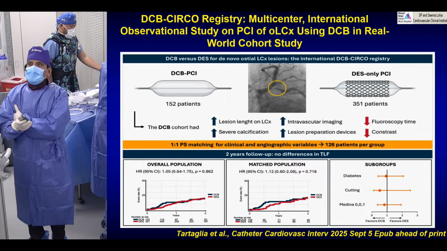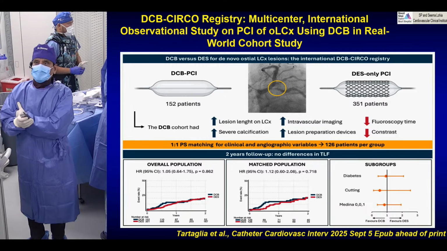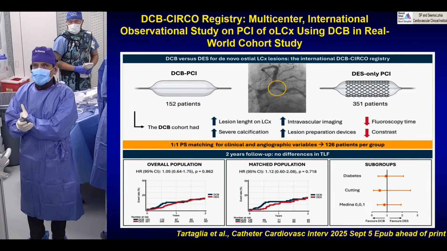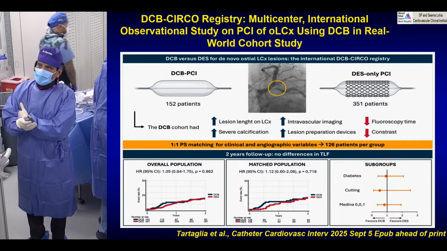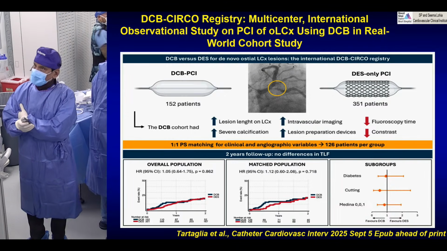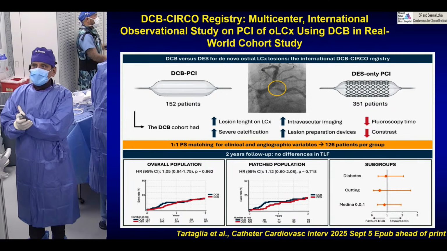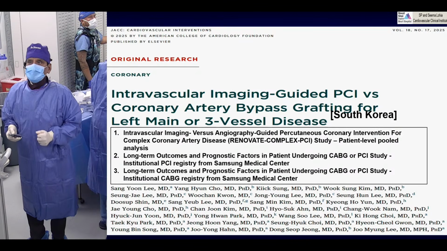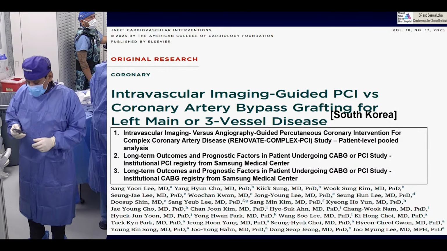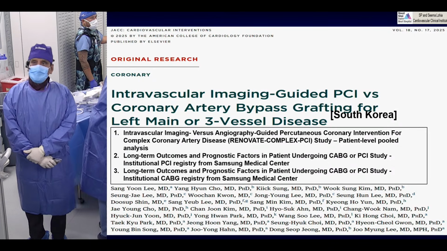These are the individual graphs. So it puts it together that in the matched population, the DCB patients had a longer lesion length and more calcification, and more imaging was used in those cases. And of course, DES had a lower fluoroscopy time and contrast use. So clearly that, but outcomes were not different. So this basically says that the DCB is a good option for the side branch of the left main ostial circumflex.